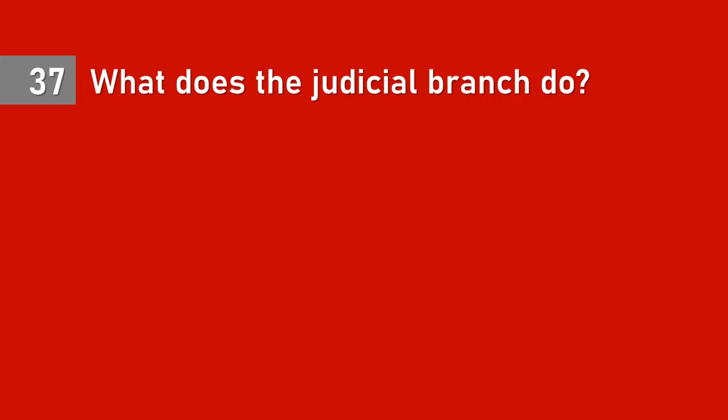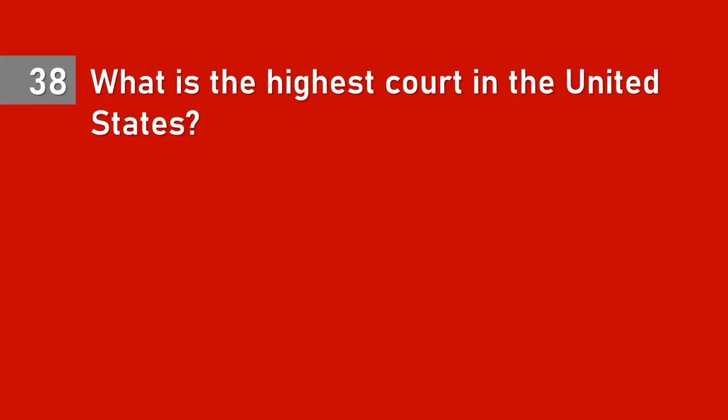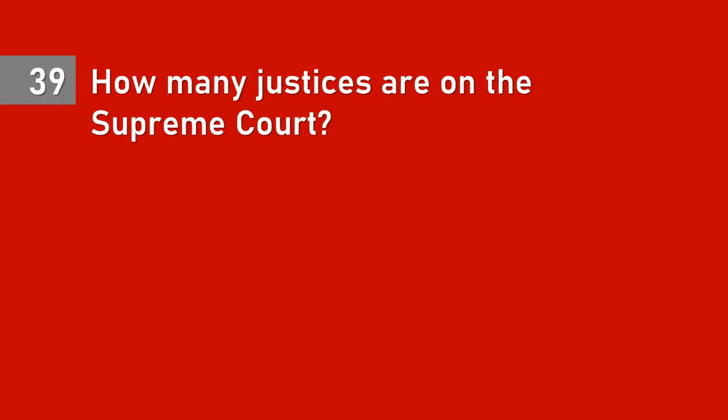Question 37. What does the judicial branch do? Reviews laws, explains laws, resolves disputes, disagreements, decides if a law goes against the Constitution. Question 38. What is the highest court in the United States? The Supreme Court. Question 39. How many justices are on the Supreme Court?